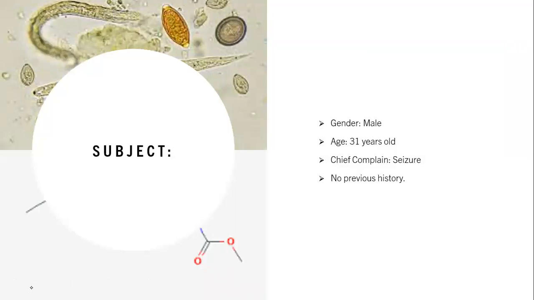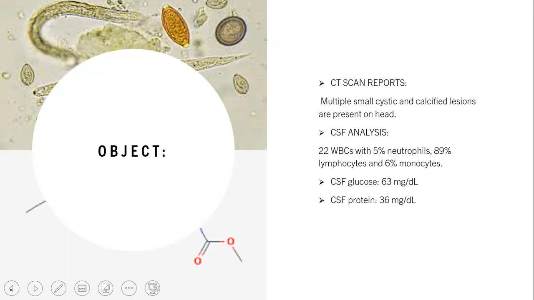Now, the SOAP notes. Subject: gender male, age 31 years old, chief complaint is seizures, no previous history of medicines or diseases. Now, the objective: the lab report shows CT scan of head that shows multiple small cystic and calcified lesions. CSF analysis shows 22 WBCs with 5% neutrophils, 89% lymphocytes, and 6% monocytes. CSF glucose is 63 mg per dL. CSF protein is 36 mg per dL.